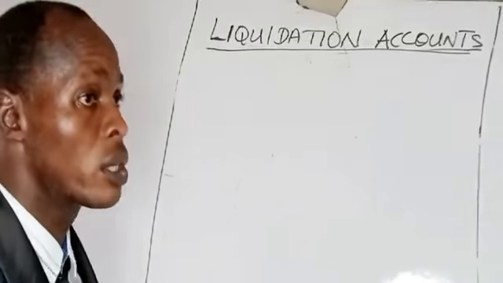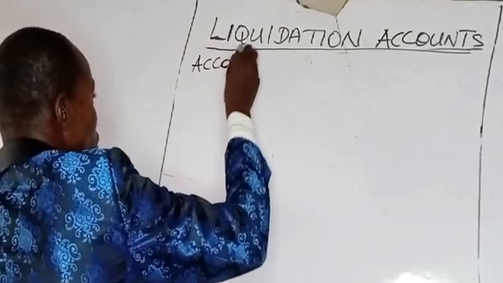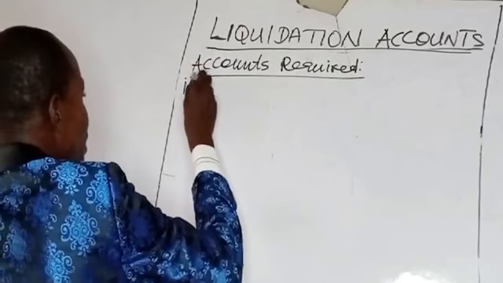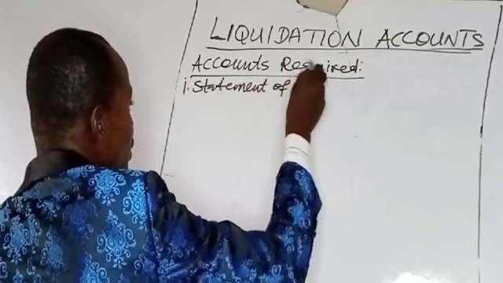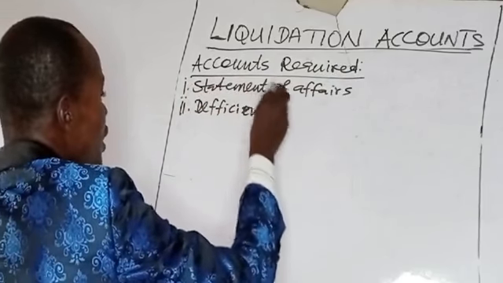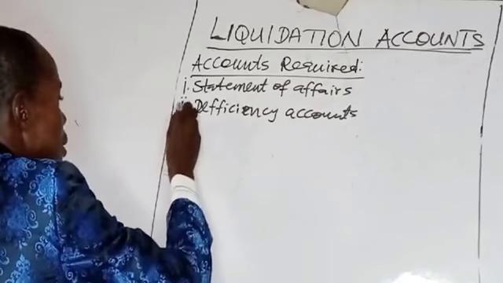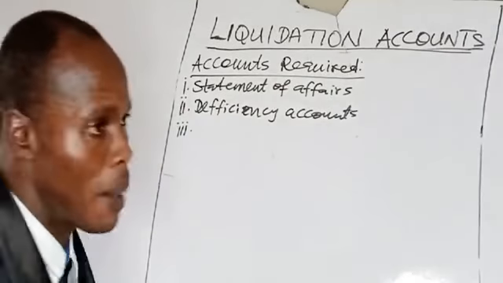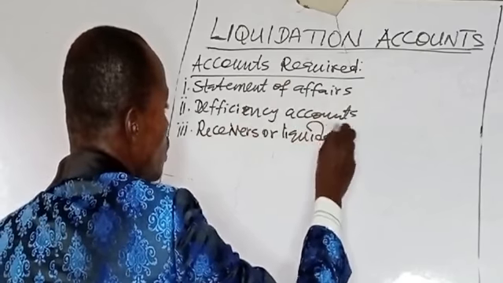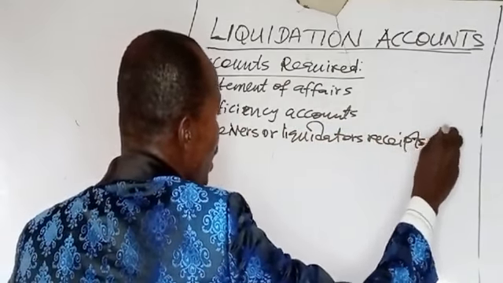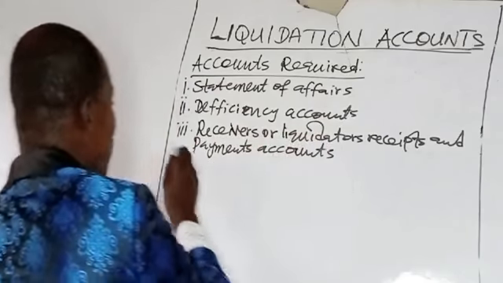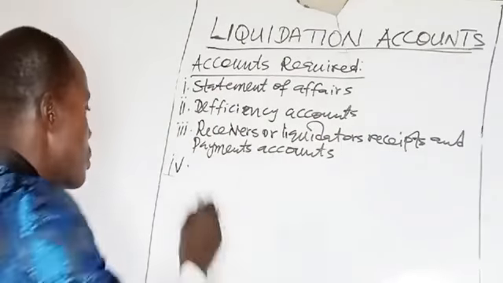Accounts required. Number one, we have statement of affairs. Number two, deficiency accounts. Number three, receivers or liquidators receipts and payments accounts. Number four, trading accounts.